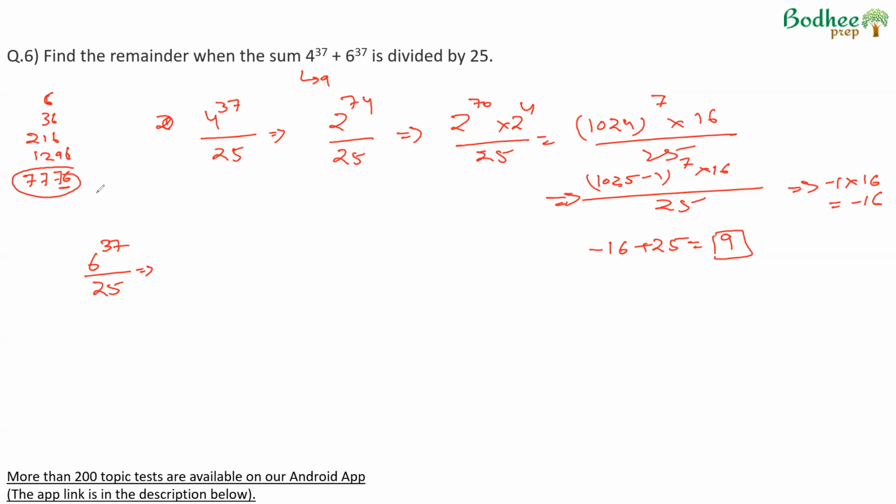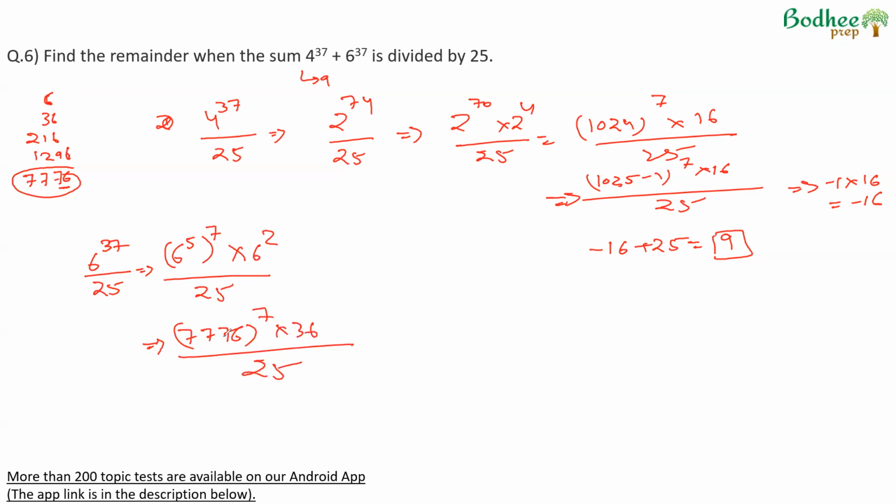So we can take out 6^5 from here, and write this as (6^5)^7 times 6^2 upon 25. 6^5 is 7776, so 7776^7 times 36 by 25. Clearly 7776 by 25 gives a remainder of 1, and 36 by 25 gives a remainder of 11. So the total remainder is 11.